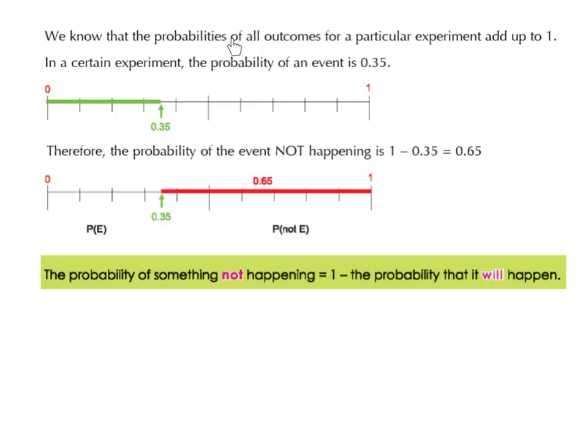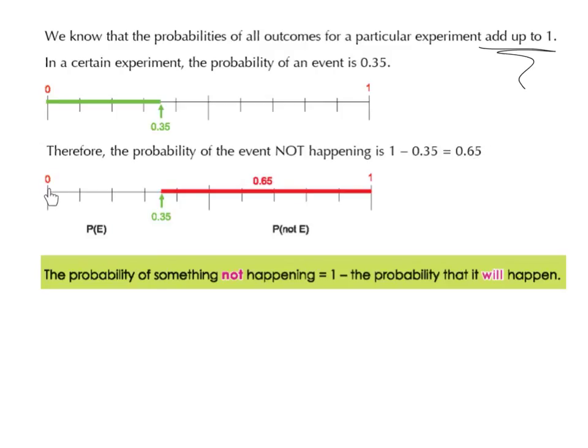We know that the probabilities of all outcomes for a particular experiment add up to 1. In a certain experiment, the probability of an event is 0.35. Here's a probability scale. This is 0. This is 1. So this is where 0.35 would lie. Therefore, the probability of the event not happening is 1 minus 0.35, which is 0.65.